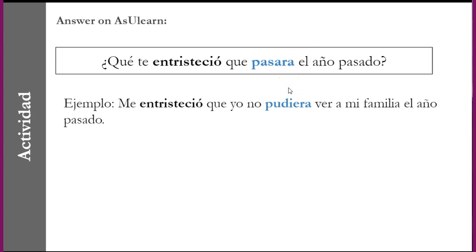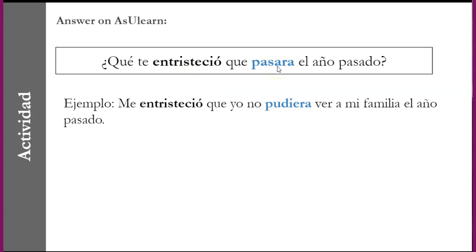¿Qué te entristeció que pasara el año pasado? What happened last year that upset you? Me entristeció, that made you sad. What happened last year that made you sad? Me entristeció que yo no pudiera ver a mi familia el año pasado. It made me sad that I couldn't see my family last year. So, ¿qué te entristeció a ti?